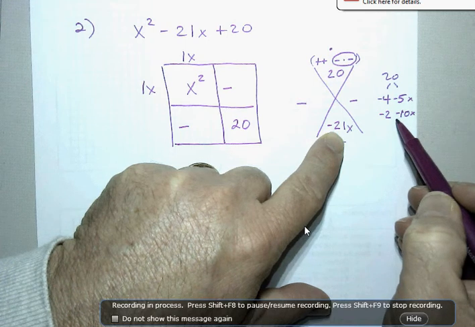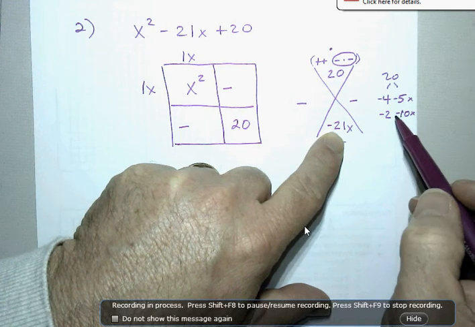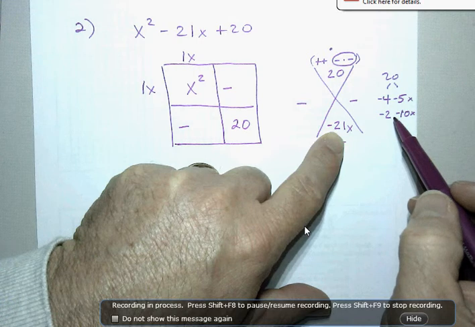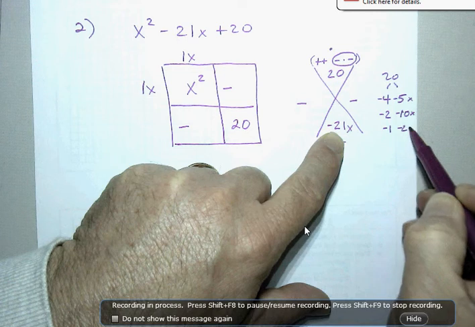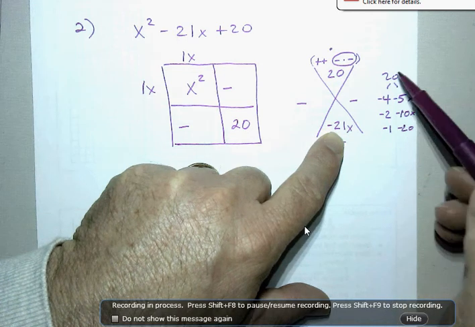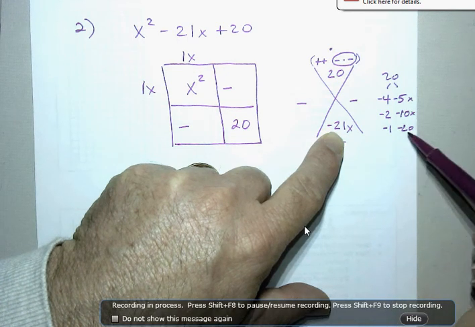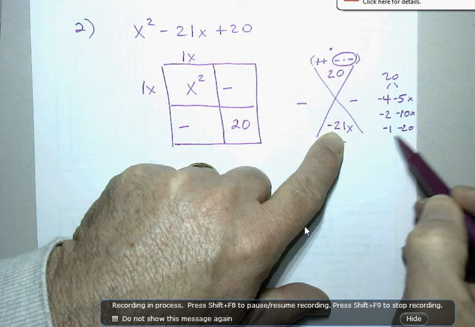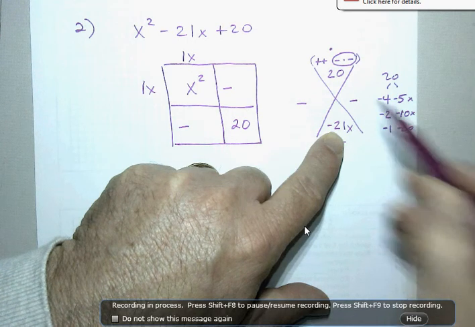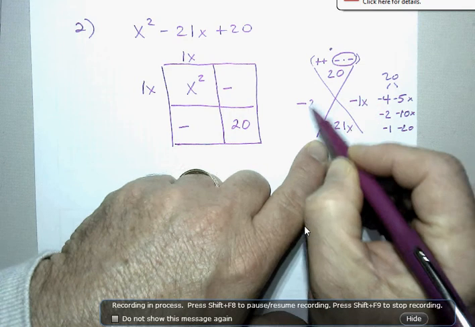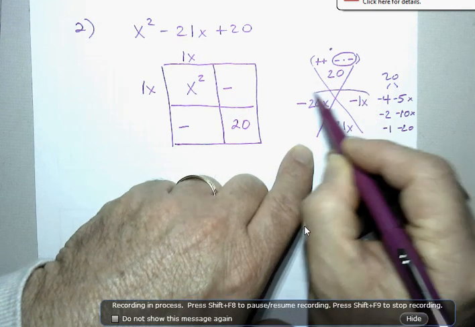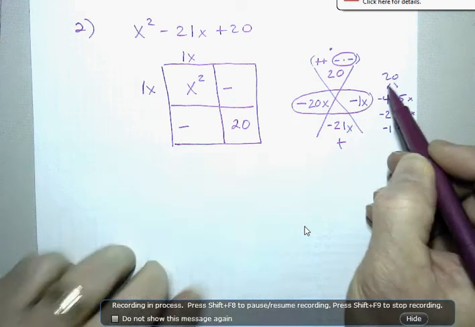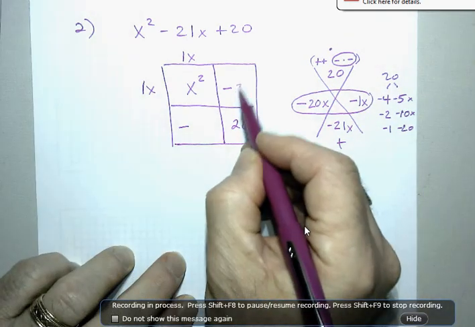I'm stuck. So another point to mention, a lot of people forget, is the negative 1 and the negative 20. A factor of everything is, don't forget the 1 and itself. Well, look at that. That combination will give me negative 21. So negative 1x and negative 20x must be the two things that I need. So again, it doesn't matter which one I put where.